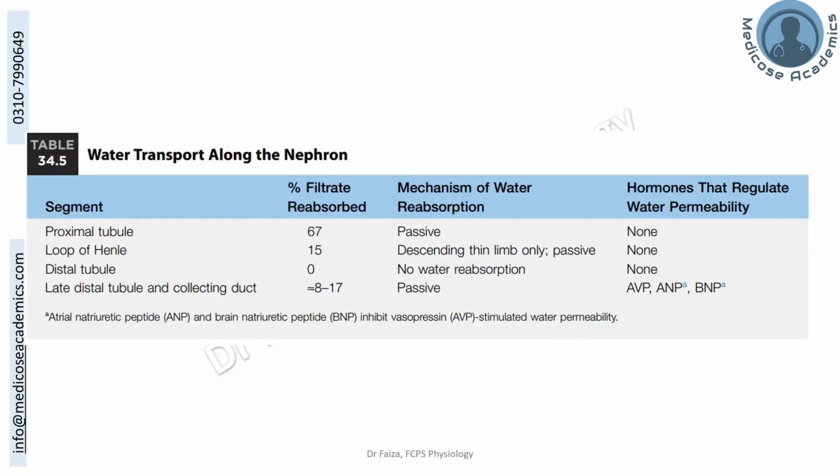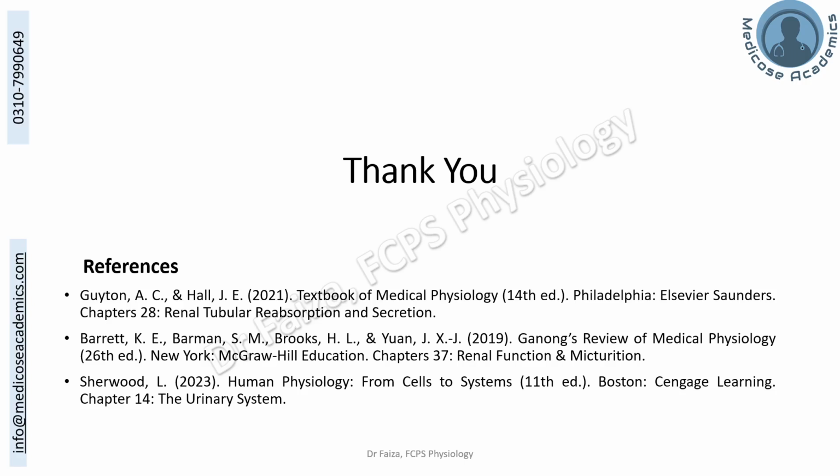Regarding the percentage of water being reabsorbed: proximal tubule 67%, loop of Henle 15%, none in the distal tubule, and 8 to 17% in the distal tubule and collecting segments. That's all about the proximal convoluted tubule and the loop of Henle. Thank you very much.